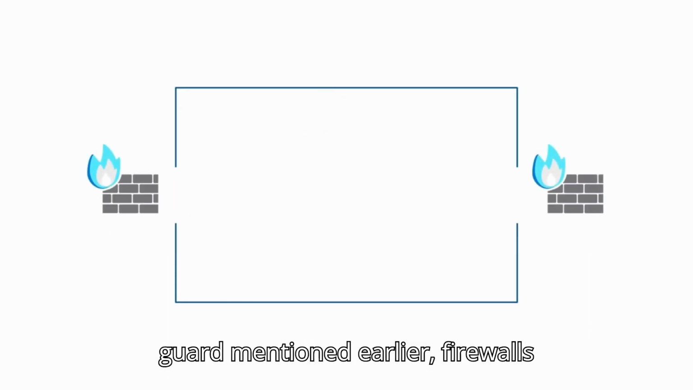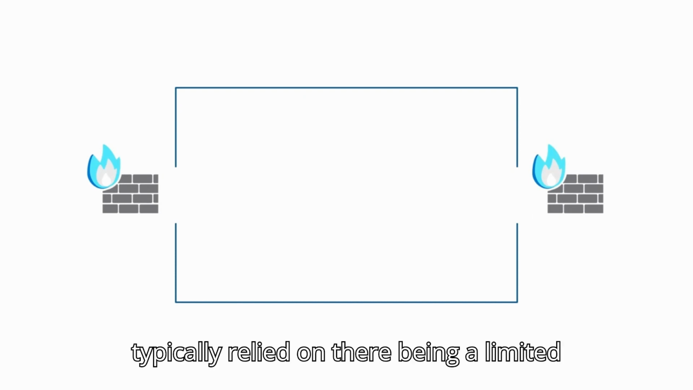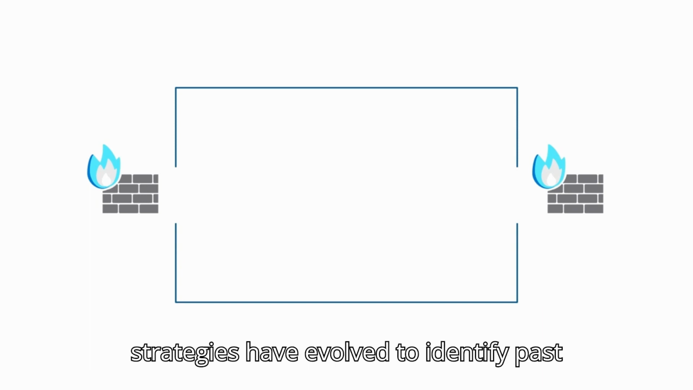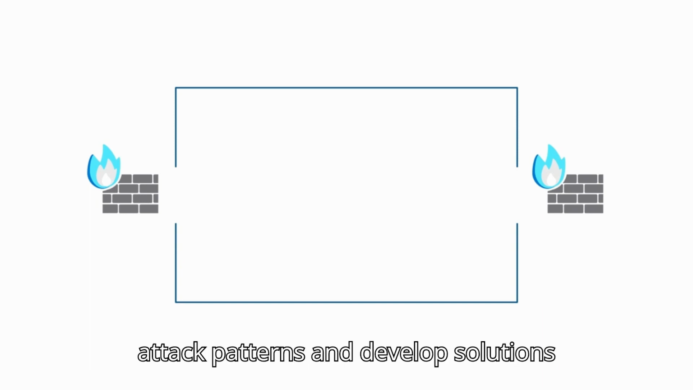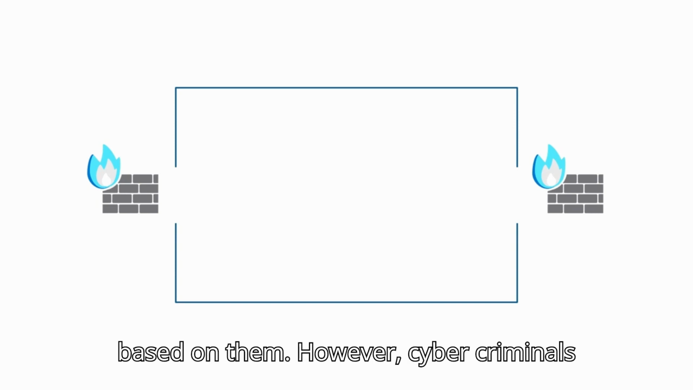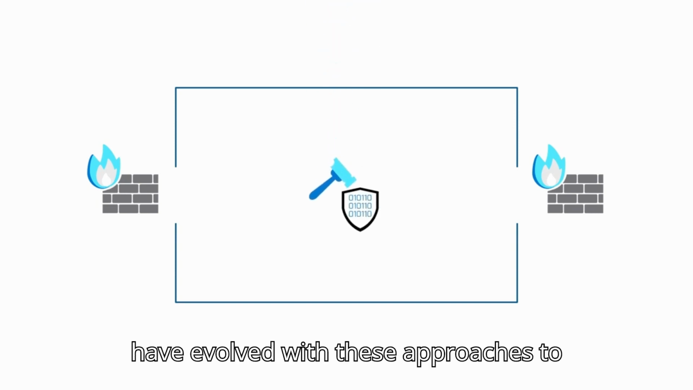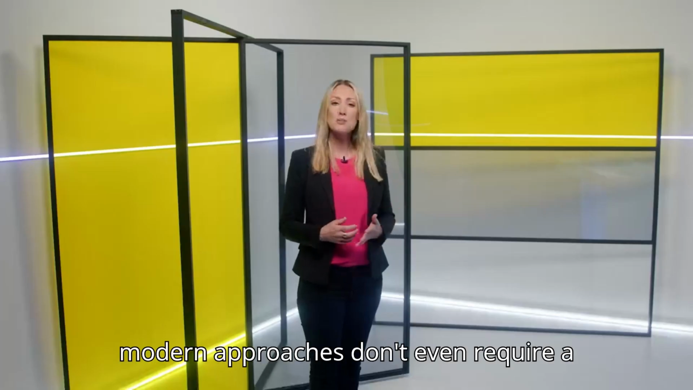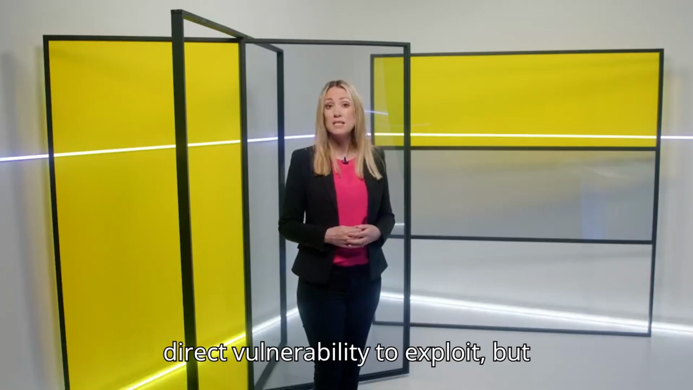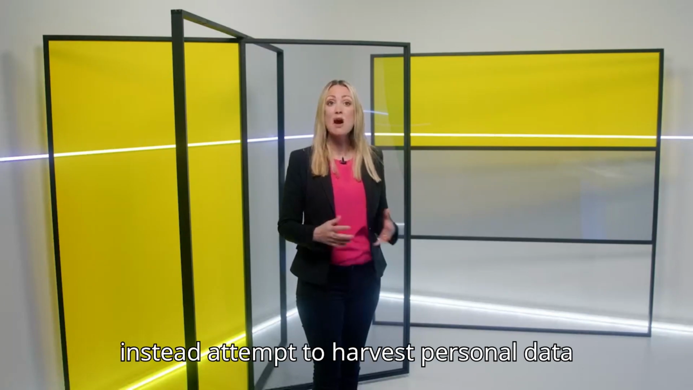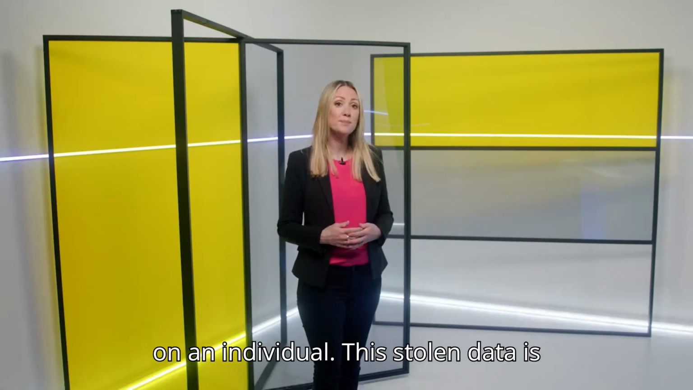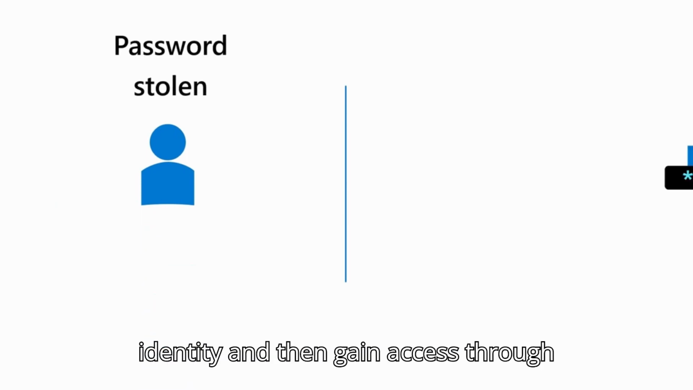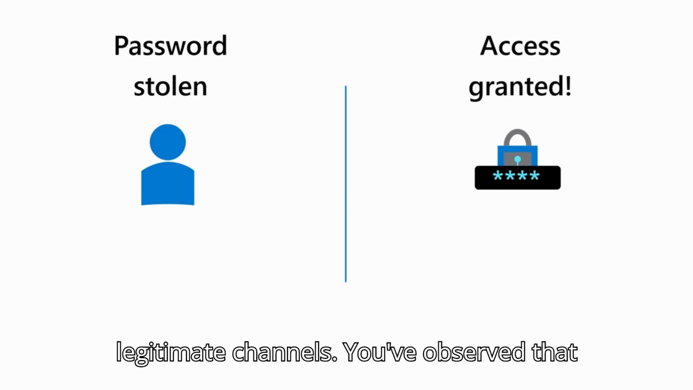Much like the security guard mentioned earlier, firewalls typically relied on there being a limited number of entry points. Defensive strategies have evolved to identify past attack patterns and develop solutions based on them. However, cyber criminals have evolved with these approaches to continue gaining illicit access. Some modern approaches don't even require a direct vulnerability to exploit, but instead attempt to harvest personal data on an individual. This stolen data is then used to spoof or imitate their identity and then gain access through legitimate channels.